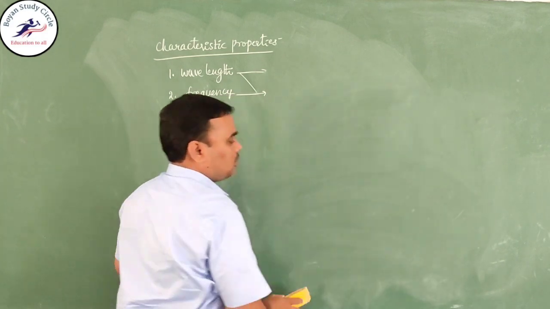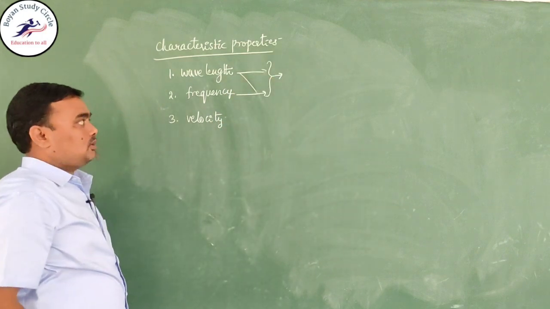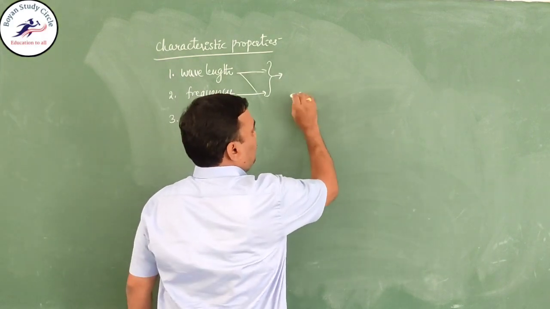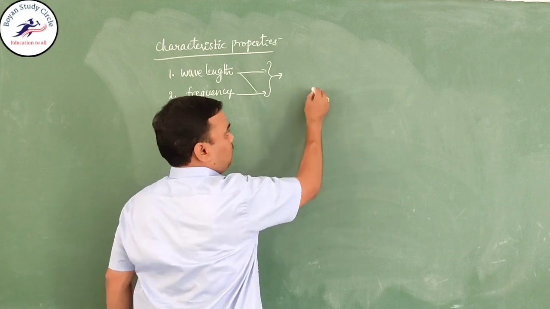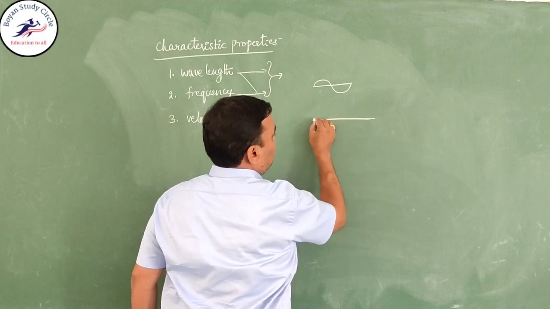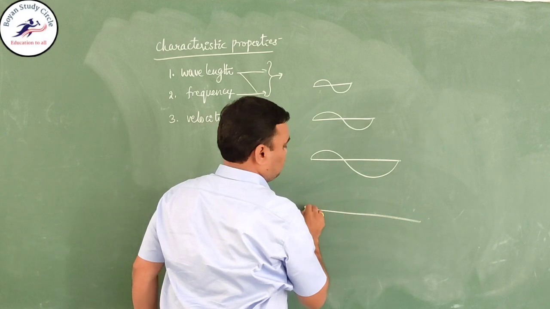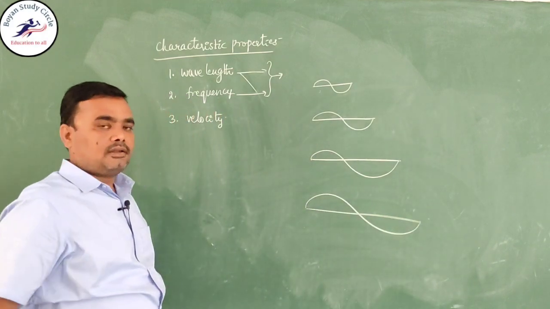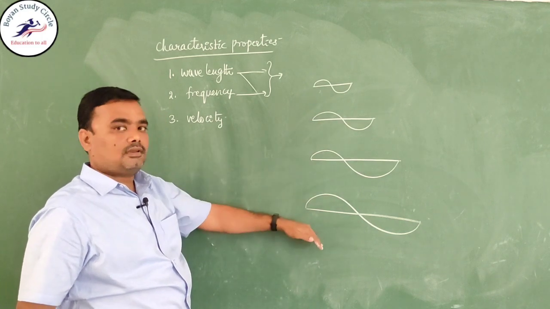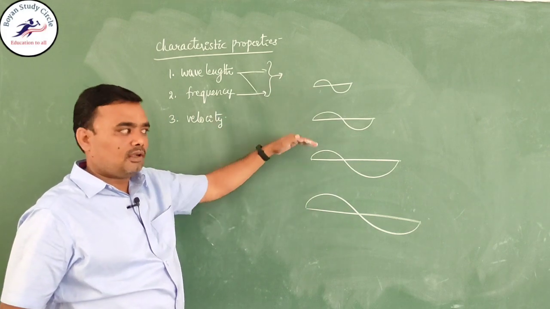Now, what is the relation between these two, that means frequency and wavelength? For example, I am drawing different types of waves. This is the smaller wave, this is a somewhat bigger wave, and this is a somewhat bigger wave, and this is a still bigger wave, like this. If you consider different sizes of waves, that means different wavelengths. As size increases, wavelength also increases.